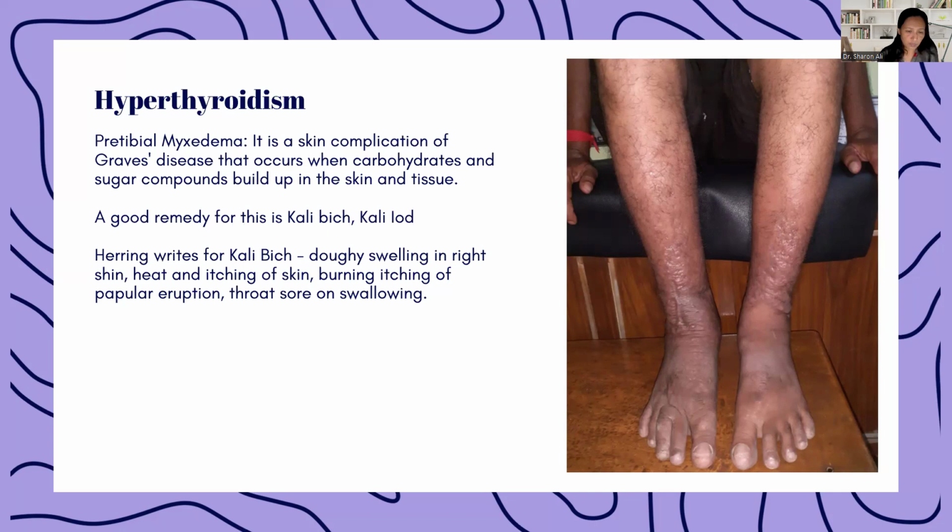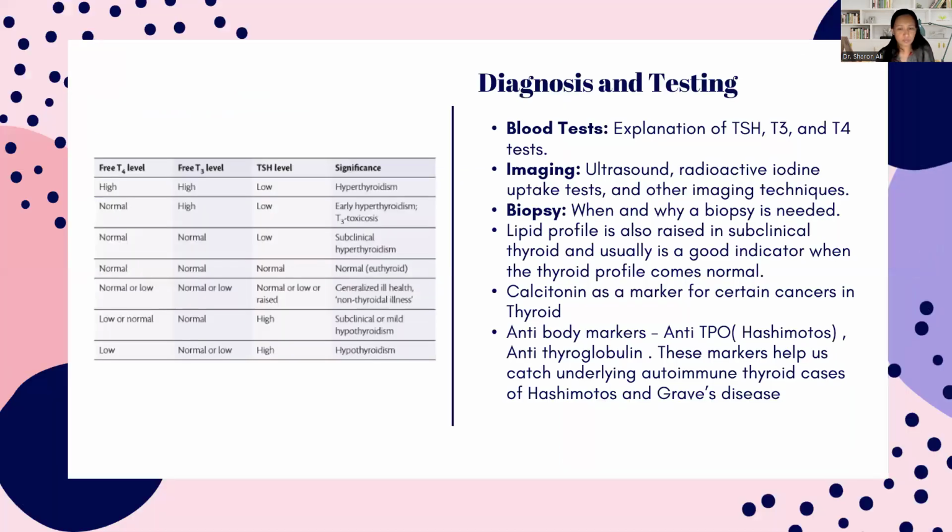So Hering writes for Kali Bich, there's a doughy swelling in the right shin, heat and itching of the skin, burning, itching of papular eruptions, along with sore throat on swallowing. So this is what Hering writes. You'll not find this in the other books, so I'm just giving the reference. Okay, I'm sure you'll all know this, but I'm just sharing it again.